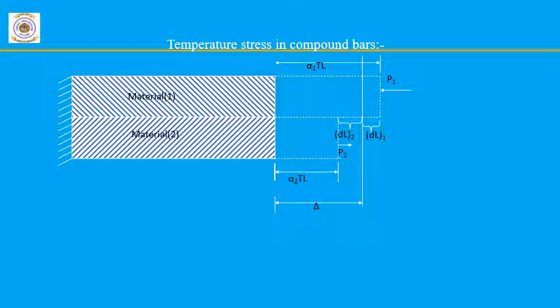But material 1 is having a high thermal coefficient of expansion, whereas material 2 is having a low thermal coefficient of expansion, that is alpha 1 is greater than alpha 2. Therefore material 1 is expanding more compared to material 2. So material 1 is expanding by the amount alpha 1 T into L, whereas material 2 is expanding by the amount alpha 2 T into L.